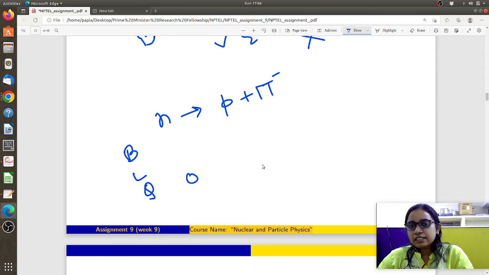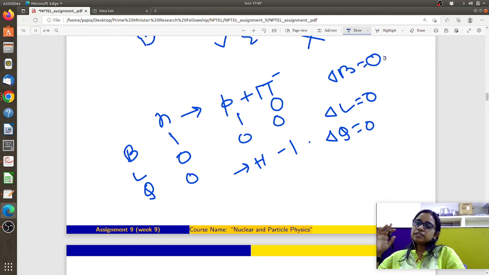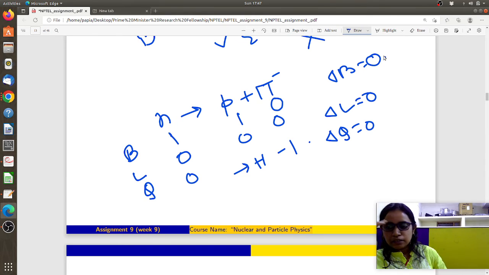Q is obviously 0 and here plus 1 minus 1. L means 0 0 0. These three are not leptons, so 0 0 0. So delta Q is 0 as well as delta L is also 0. Now coming to the baryon number. N is a baryon, P is also a baryon, but the meson is not a baryon. So obviously delta B equals 0. So B, L and Q are conserved here. That means the nuclear interaction is possible here. It is an allowed nuclear reaction.